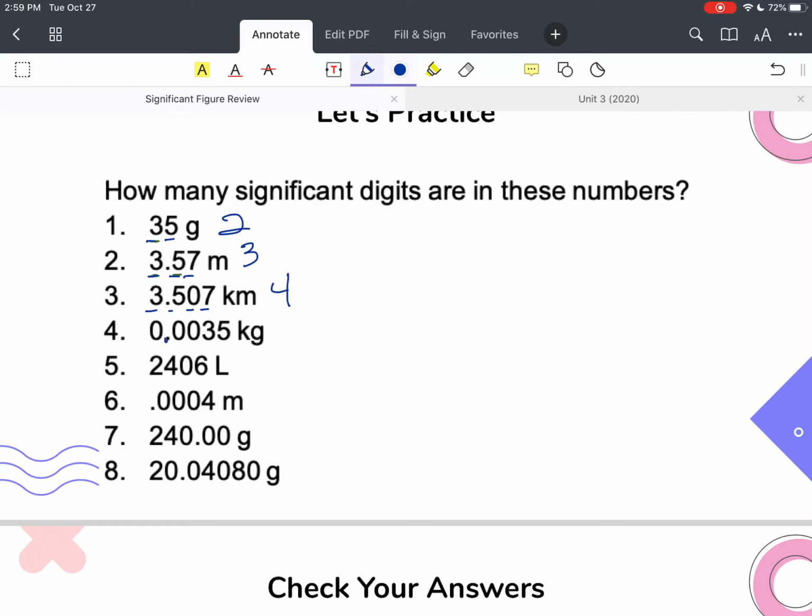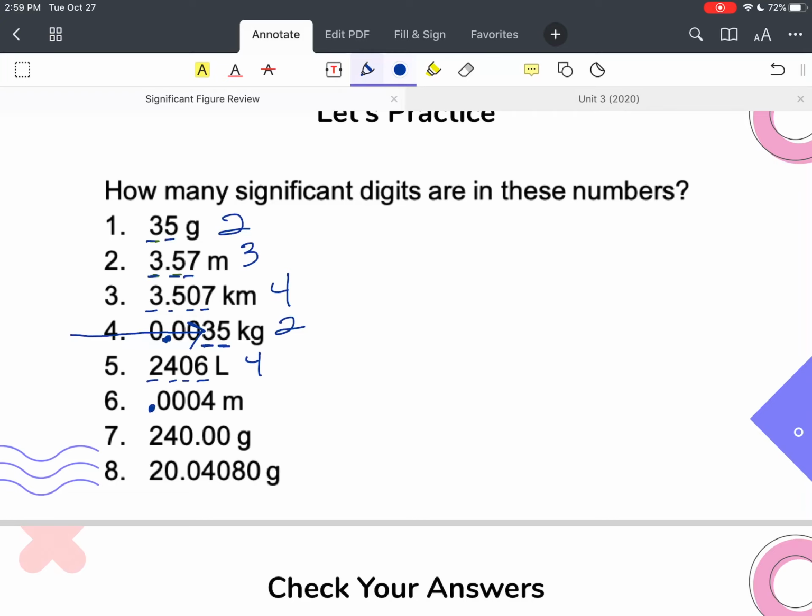Okay, now I have a decimal, and I have all these zeros, and I'm not really sure if I'm supposed to count them or not, right? Because they're before. Decimal's present, so I'm starting from the Pacific. I'm not going to count until I reach a number. 3 and 5, so there's 2. Number 5 is very similar to number 3. There's a 0, it's in between other significant numbers, so I have 4.